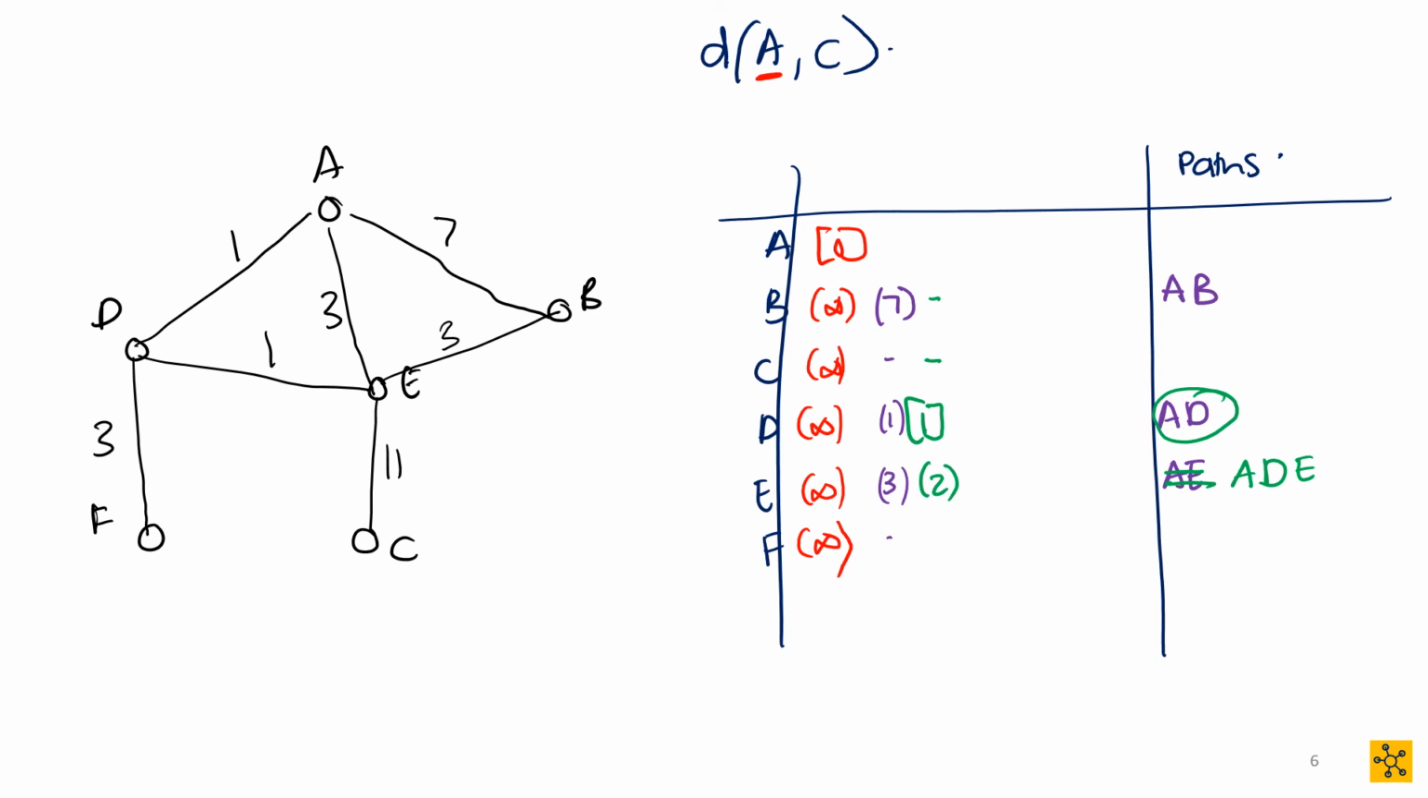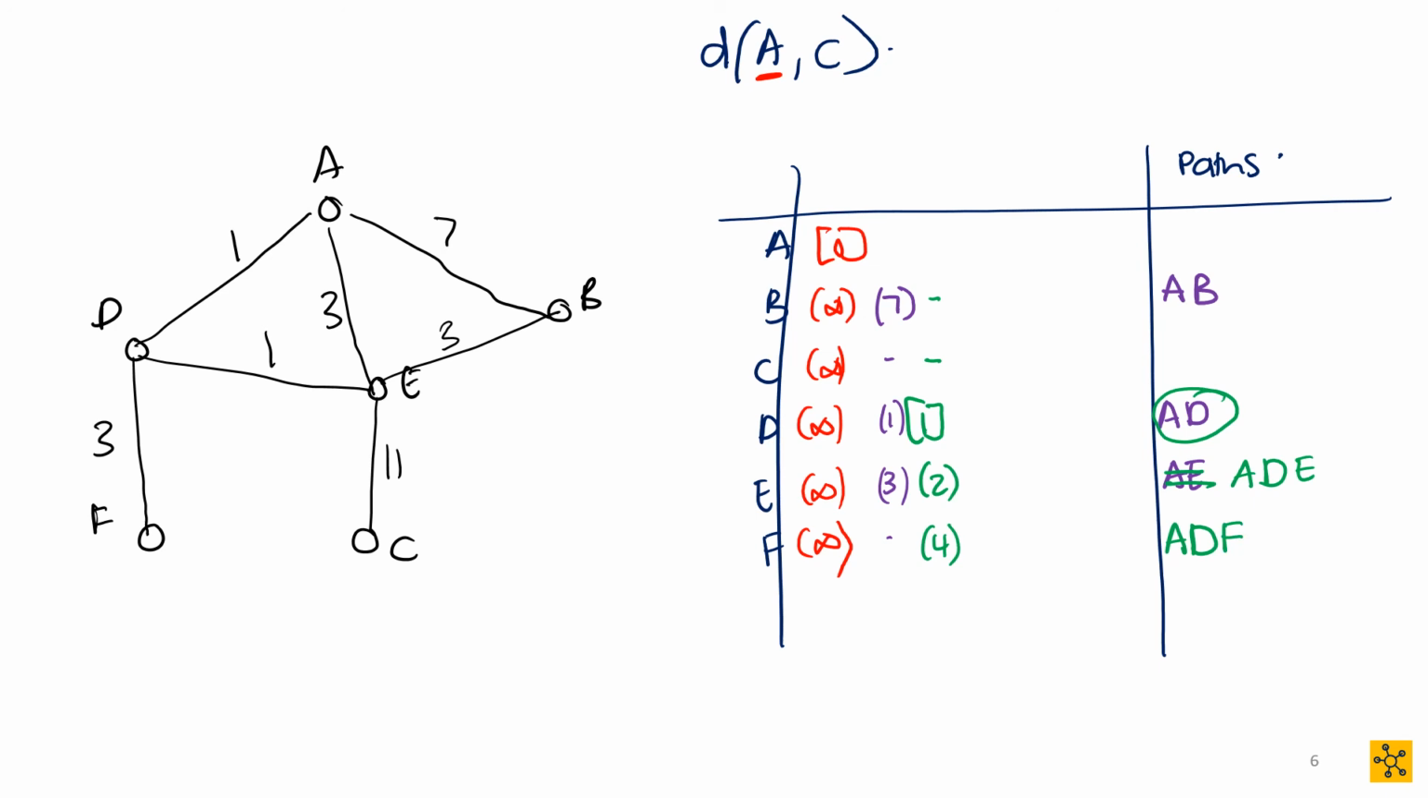Now we also look at F, because remember, we still need to finish all the temporary labels. So D, potential of 1 plus the weight of DF is 3, which gives us 4, so we update that one to 4. Now we look at all our temporary labels again. One thing, what did I forget here? I forgot to say that you take the exact path to D, AD, you just copy and paste it, and then you add the F to it.